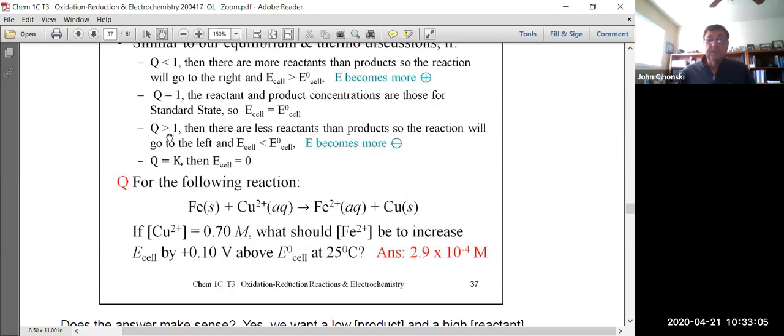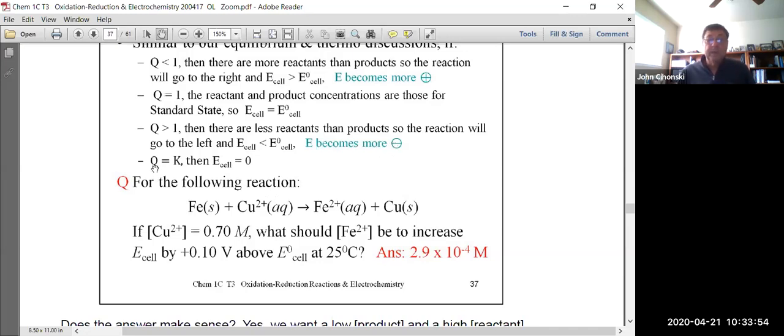Now, what happens if Q is greater than 1? Well, if it's greater than 1, then that means we have less reactants than products, or we could say more products than reactants. So therefore, the reaction will want to go which way? The opposite. The cell, under whatever conditions, will have a lower voltage or more negative voltage than the standard cell. So the voltage becomes more negative. Now, that means it can still be a positive voltage. It's just a lower positive voltage than it would be.